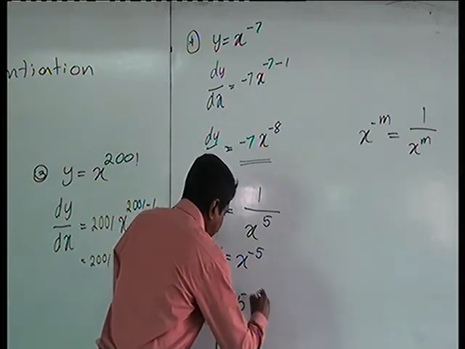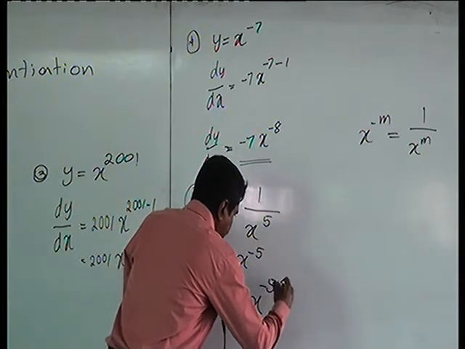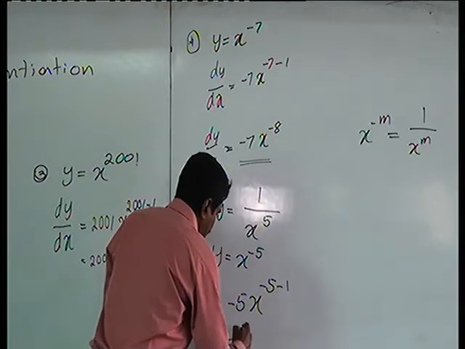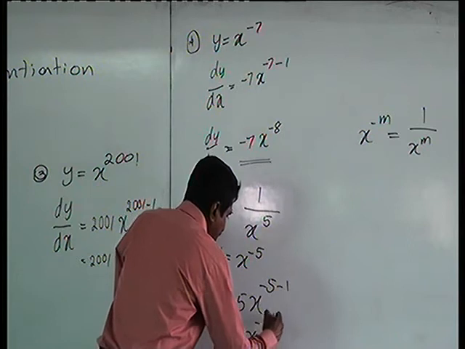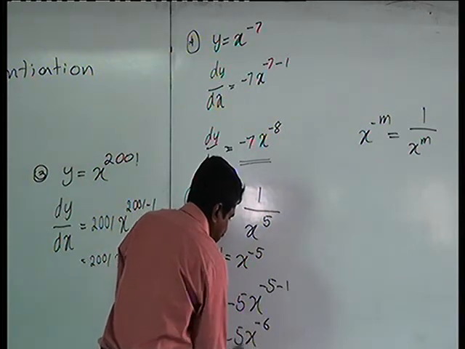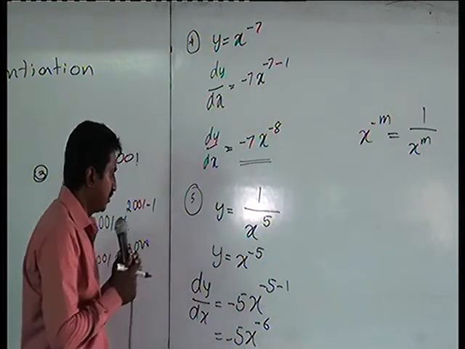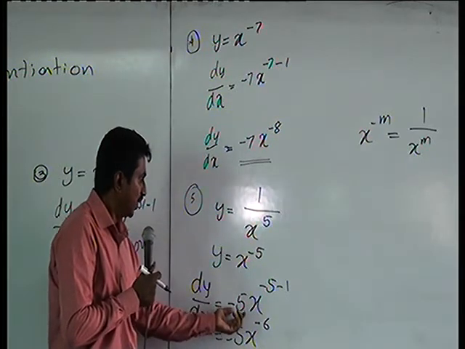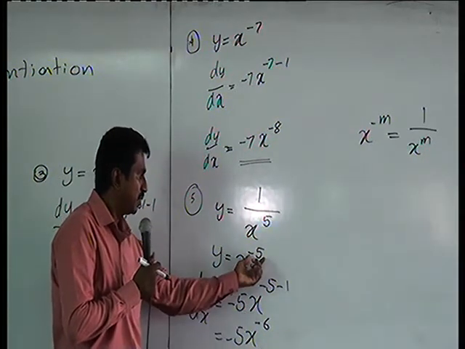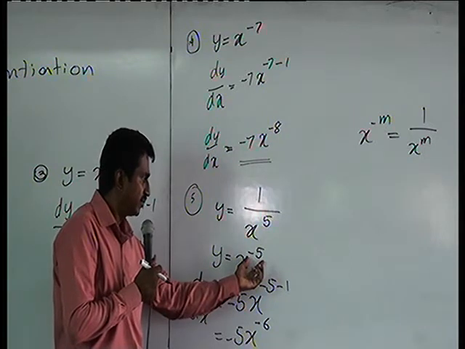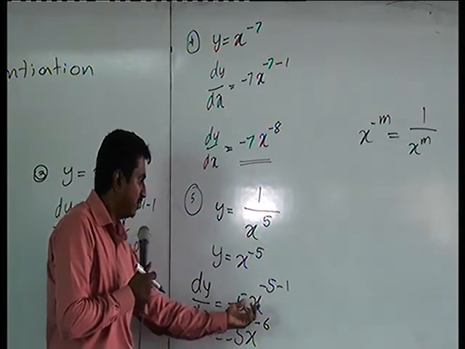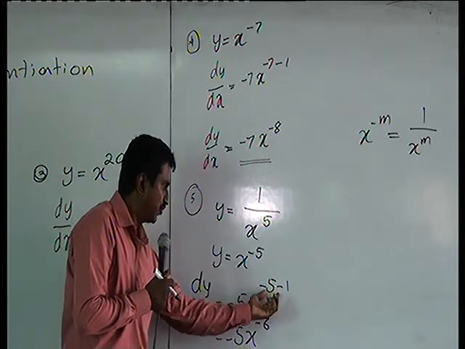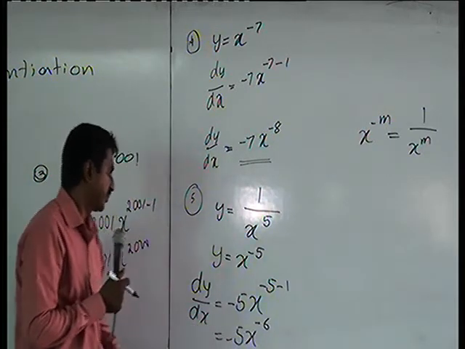Minus 5 x to the power minus 5 minus 1, so minus 5 x to the power minus 5 minus 1 is minus 6. So the answer is minus 5. Yeah, the negative answer. Why negative answer? Because the power is minus 5, so minus 5 comes to the front. So that is minus 5 x to the power minus 5 minus 1, which is minus 6.